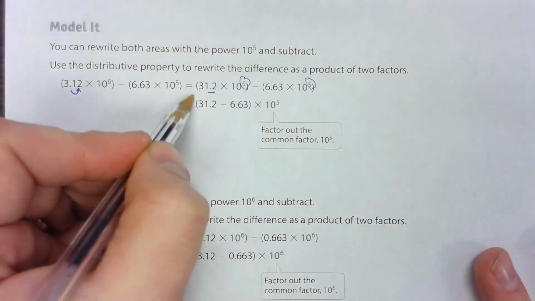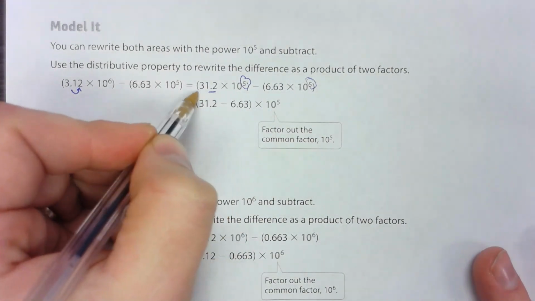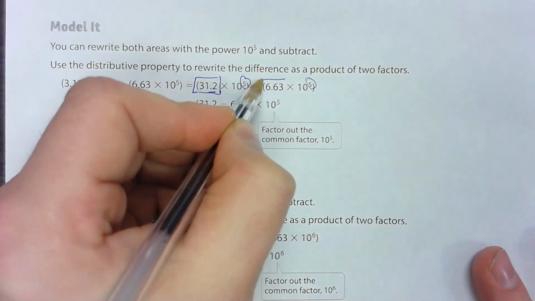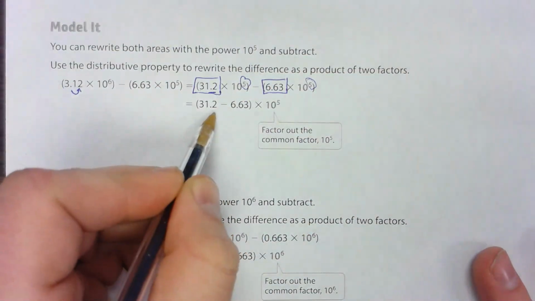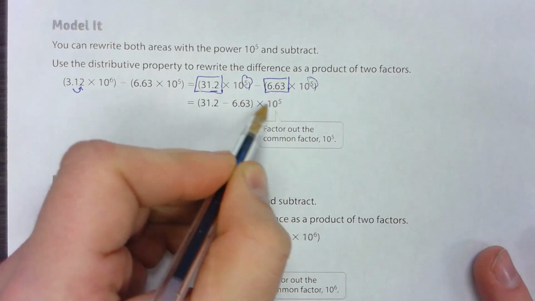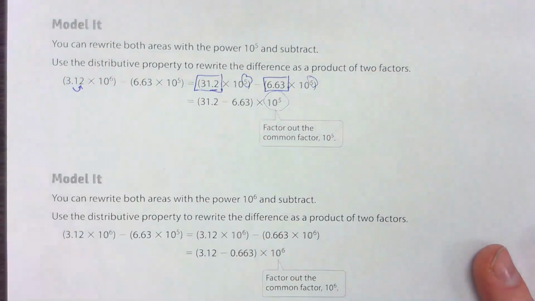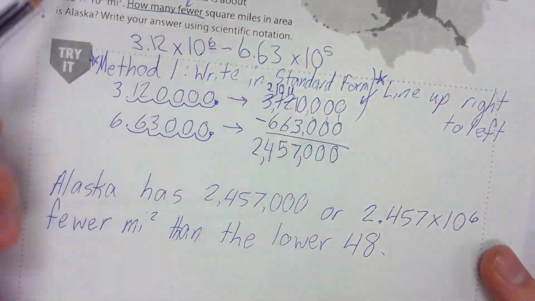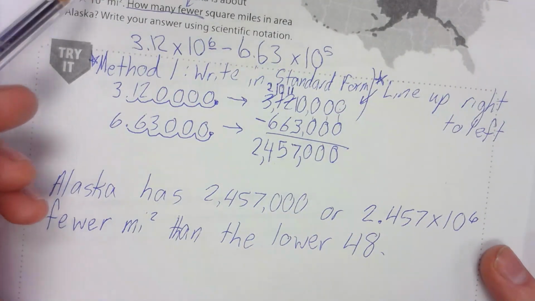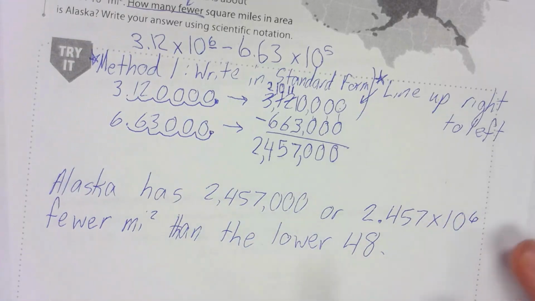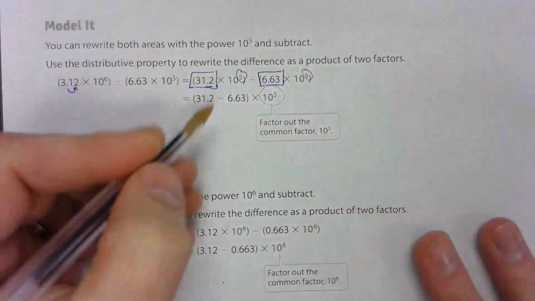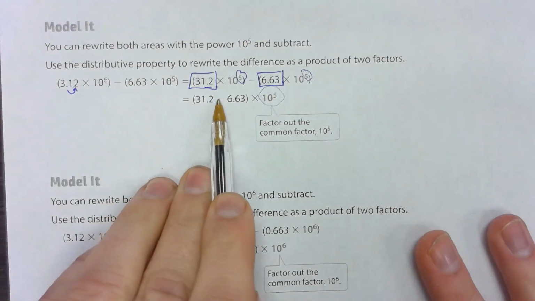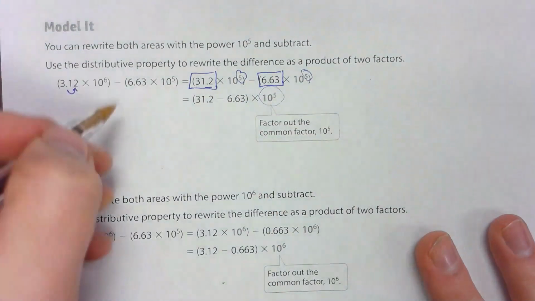Because all you need to do is subtract these front numbers, okay? They did this minus this, and it's going to stay times 10 to the 5th. That's going to stay the same. Notice it stayed the same over here, right? We started with 10 to the 6th. We ended with 10 to the 6th. Okay. So all we need to do is 31.2 minus 6.63.